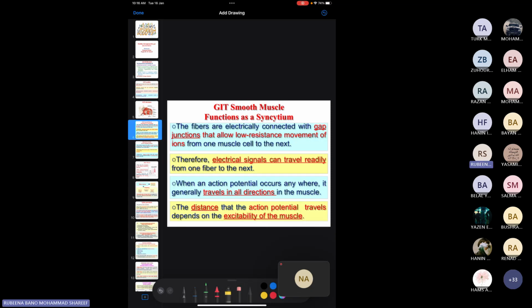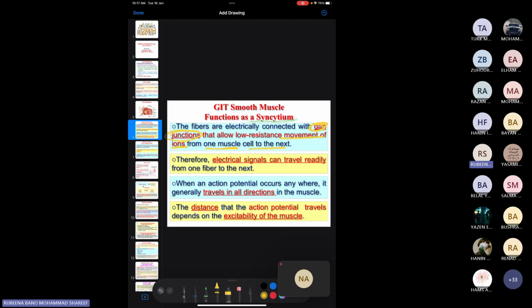Now, this GI smooth muscle functions as a syncytium. Syncytium means it contracts as a whole, just like the cardiac muscles. This is possible because of gap junctions, which allow movement of ions from one cell to the adjacent cell. So it acts as a syncytium because of the gap junctions.